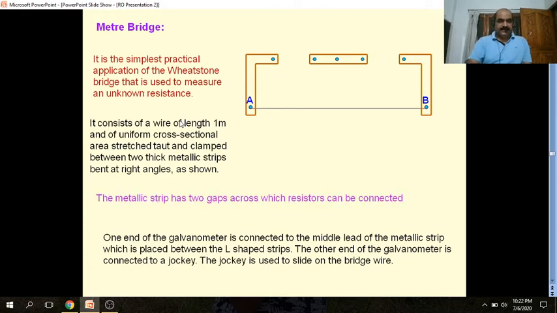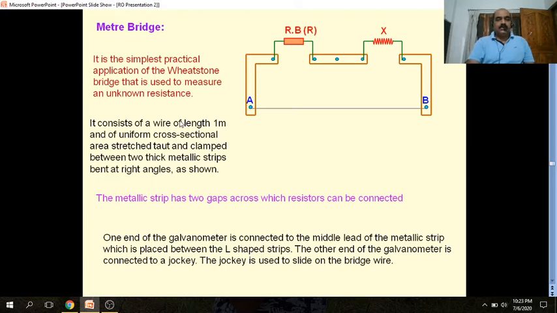And there is another metallic strip creating two gaps, and across these gaps resistors can be connected. The left side gap is called the left gap and the right side gap is called the right gap. So across these two gaps we connect the resistors. One is the known resistance, which can be applied through a resistance box. So RB is the resistance box here. The other gap is connected by means of a wire of unknown resistance.